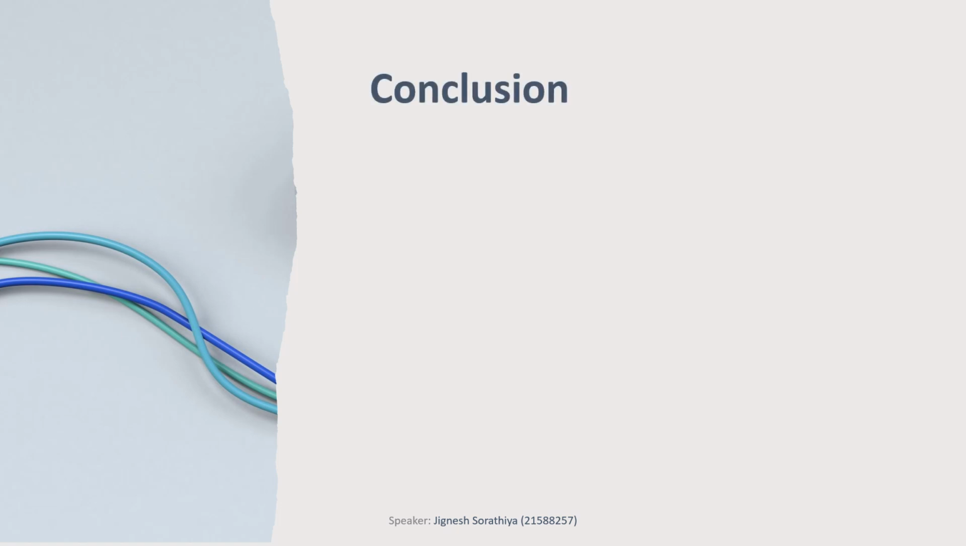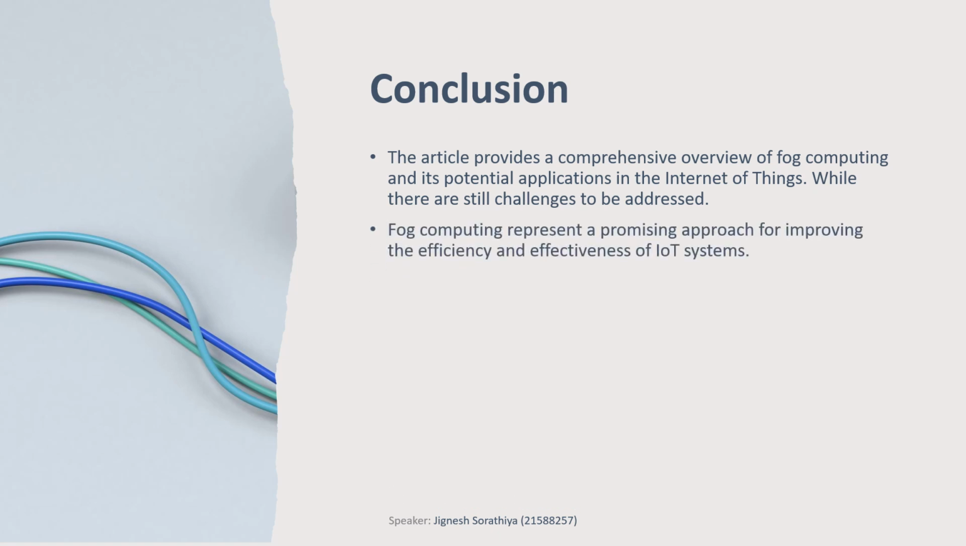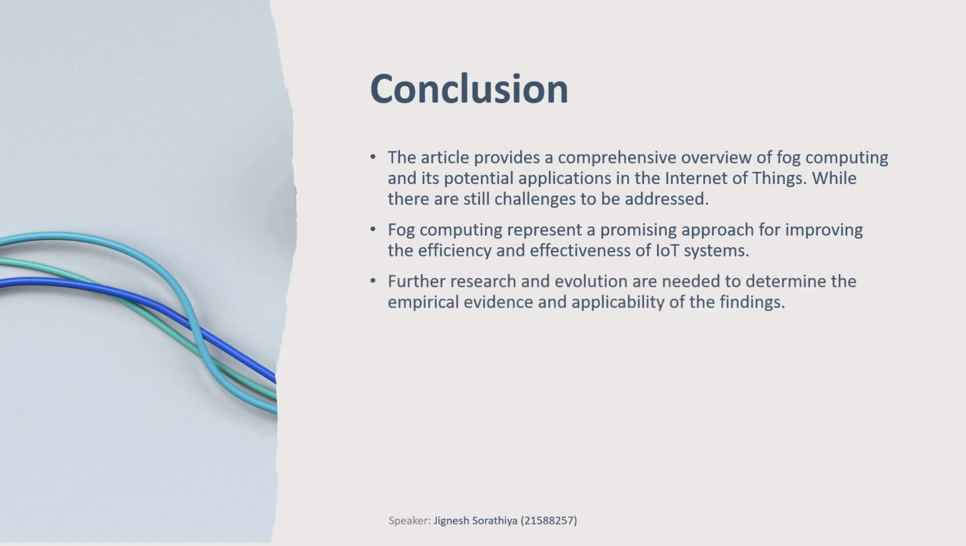Conclusion. Let me sum up my main points. The article provides a comprehensive overview of fog computing and its potential application in the Internet of Things. While there are still challenges to be addressed, fog computing represents a promising approach for improving the efficiency and effectiveness of IoT systems. Further research and evaluation are needed to determine the empirical evidence and applicability of the findings.